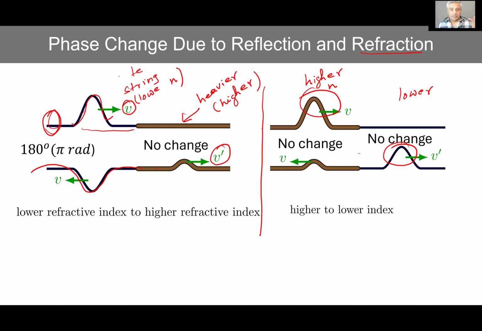No matter whether the light or the wave is going from higher refractive index to lower or lower to higher, refraction has no phase change. Reflection has a phase change, and we need to keep that in mind. You can see here there is a phase change for the reflected one when it goes from lower to higher.